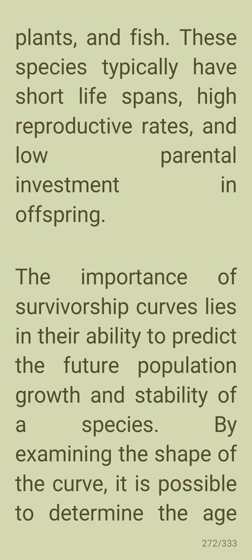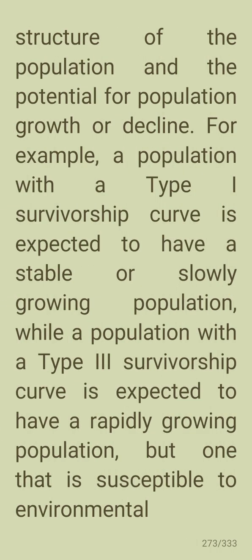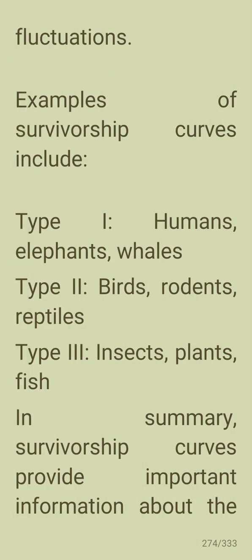The importance of survivorship curves lies in their ability to predict the future population growth and stability of a species. By examining the shape of the curve, it is possible to determine the age structure of the population and the potential for population growth or decline. For example, a population with a type 1 survivorship curve is predicted to have a stable or slowly growing population, while a population with a type 3 survivorship curve is expected to have a rapidly growing population that is susceptible to environmental fluctuations.